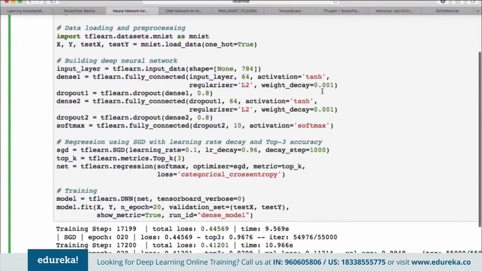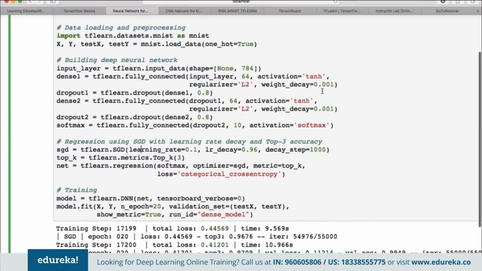Then once the data is imported, we are creating the deep neural network architecture. First of all, we are creating an input layer. And that's the difference between Keras and TFLearn, because if you recall, we were not creating a layer for the input in Keras. We directly used input as one of the parameters in the code itself, but here we need to explicitly specify what the layer is.